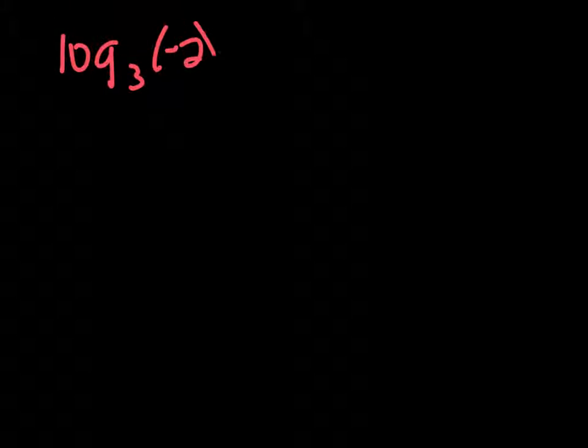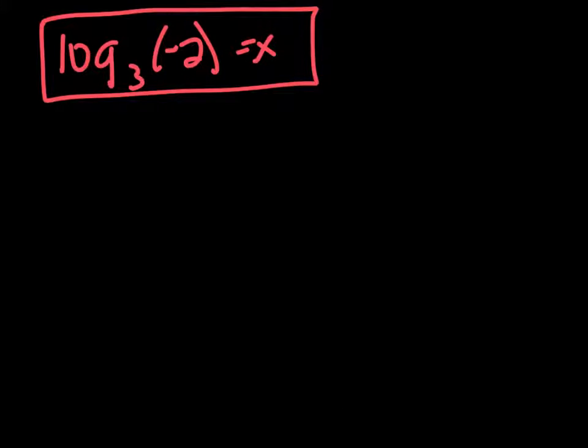Next problem, I have log base 3 of negative 2, and I want to simplify that. So if I rearrange this, this is 3 to the x equals negative 2. So you'll notice that you're not going to be able to get these the same base. But you need to think in your head, 3 to what power is going to give me a negative number? Well, this is what you should be thinking in your head.